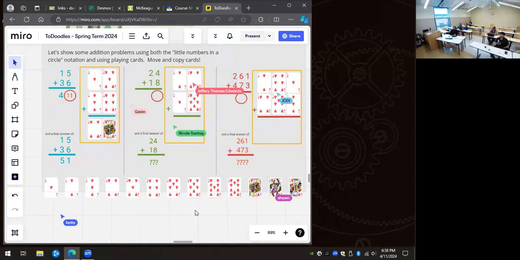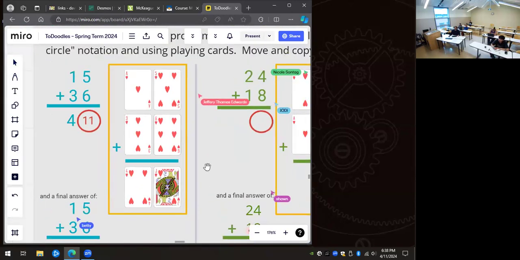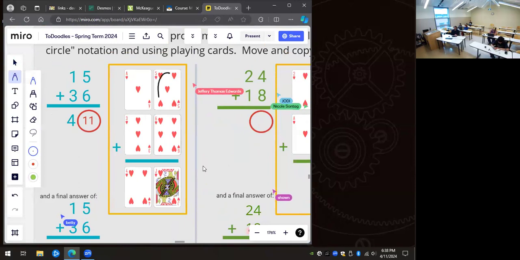So let's look at the first one that's kind of blue. That's the one I've done for you. So we have 5 and 6. Let me zoom in for that right now. Make it really big for the recording. Okay. So we had 5 and 6 makes 11. But instead of 11, I'm putting a jack there because jack is 11.